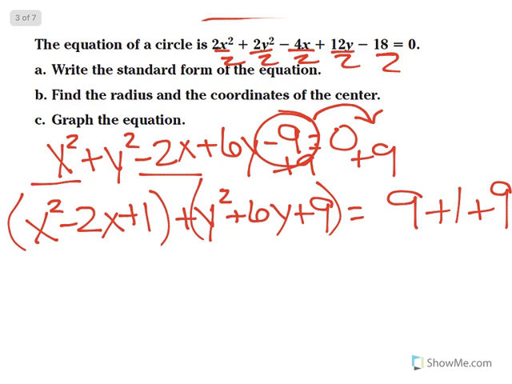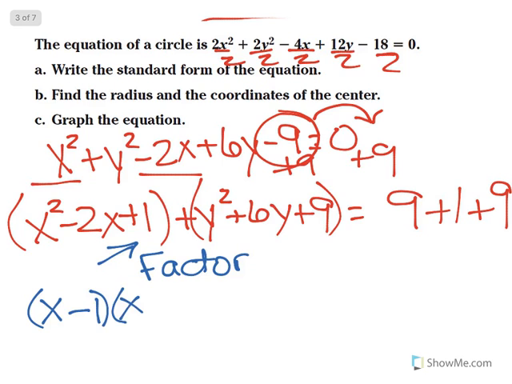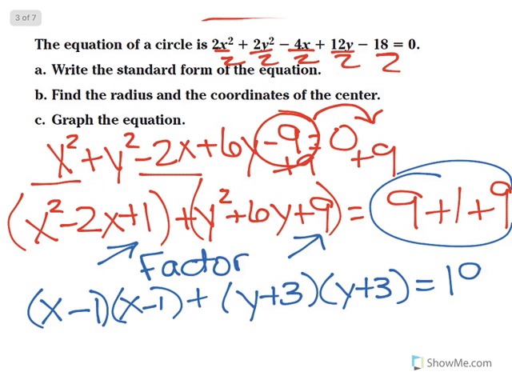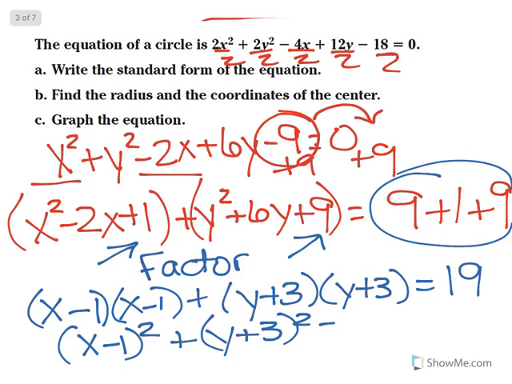All right, this can be factored, so we're going to factor next. We're going to get x. The factors of 1 that add up to negative 2 are negative 1 and negative 1, and the factors of 9 that add up to 6 are 3 and 3. And these terms add up together to be 19. So we can rewrite this as x minus 1 all squared, and y plus 3 all squared is equal to 19.